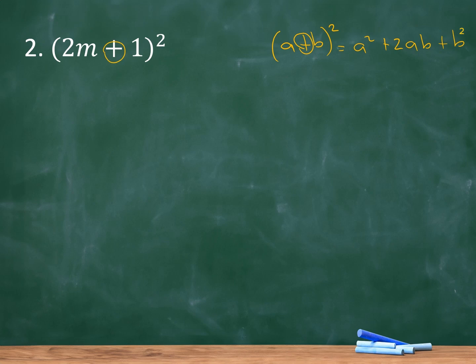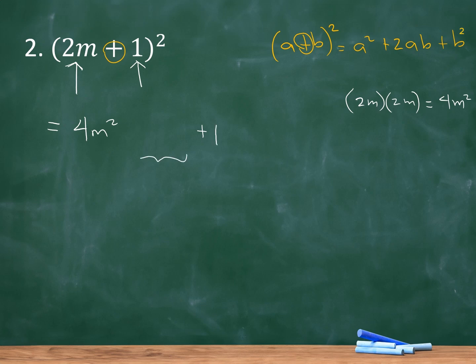So what we will do now is we will square our first term, that's 2m times 2m. So 2m times 2m. So we are multiplying two monomials. This is equal to 4m squared. So the square of the first term, 2m, will be 4m squared. And then we square our second term, so that's positive 1 times positive 1, which is positive 1.